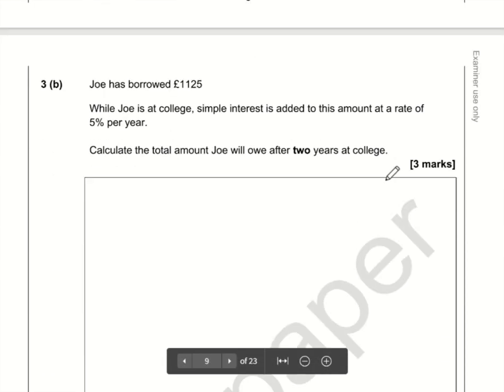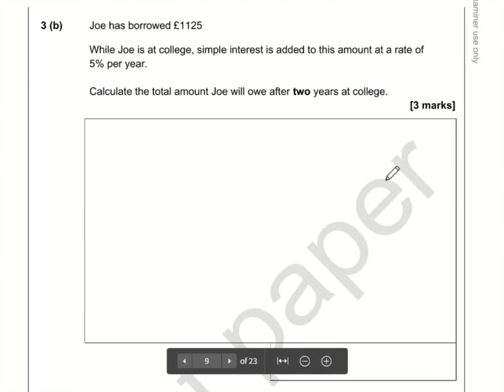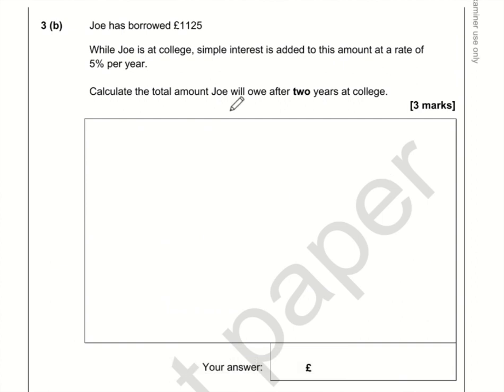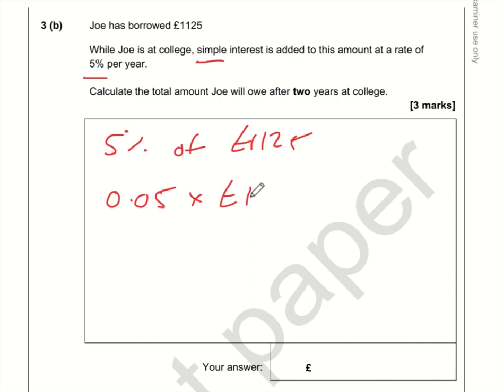Okay, Joe has borrowed £1,125. While Joe's at college, simple interest is added to this amount. So simple interest means it is the same interest amount year after year. Don't confuse this with compound interest. So it's 5%. What we need to do is work out 5% of 1,125. So our calculation is 0.05 times 1,125.